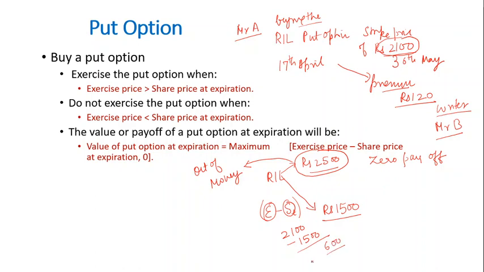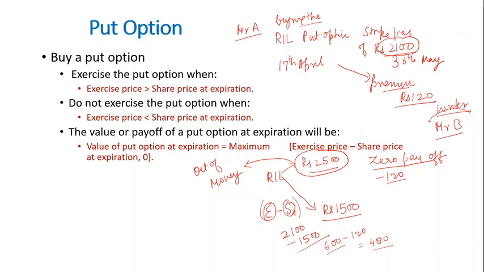Quite obvious, since he has paid the premium also of rupees 120, his net profit will be minus 120 rupees. His net profit will be 480 rupees. Right? So this is how the situation works. If a person has purchased a put option, he is of the opinion that that particular asset will go down. So if that asset goes down, that person will make money. And if that asset doesn't go down, quite obvious, the buyer of that put option will lose. That payoff will be zero, and he will lose what is called a premium.